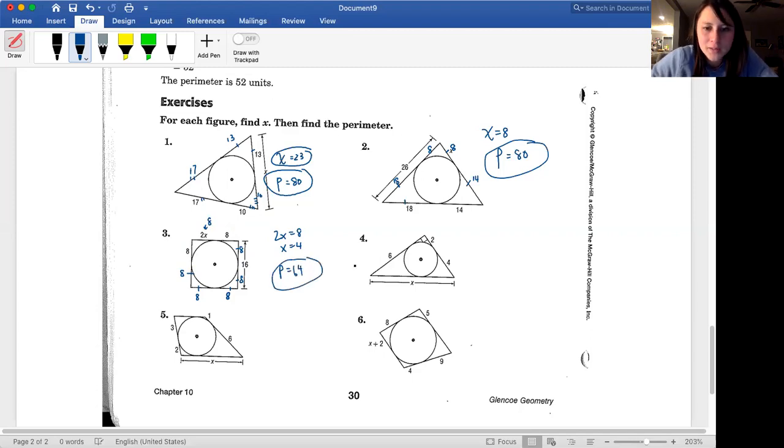Okay, I hope you're getting the idea. I don't want to have to do all of these. I think I'll do number 6. Okay, that's what I'll finish on, but try the rest. See if you can figure out all the rest of them.